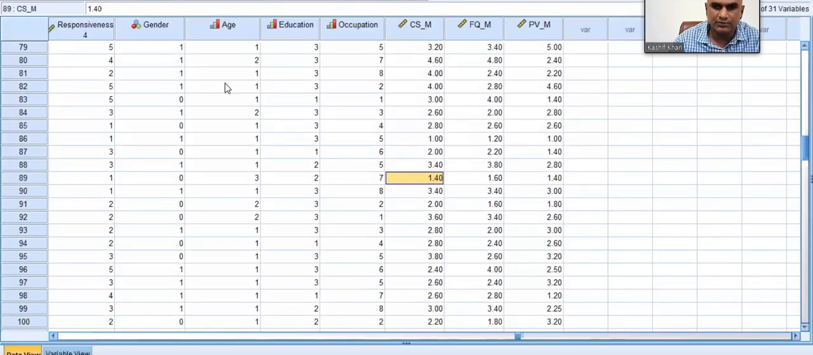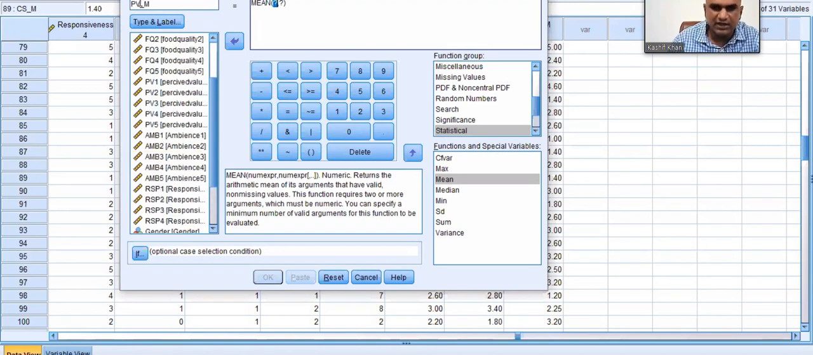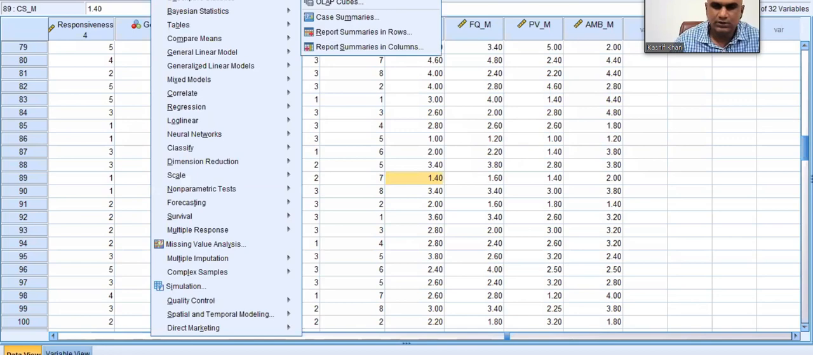Go back to, okay. Remove, and then we have ambience and responsibility. Only two are left. Ambi, and then ambi1, ambi2, ambi3. I can do it manually as well, not a big deal. But I just want to show you how the software does it. Okay, and then okay. Now the fourth one has been generated. Let's do the last one.